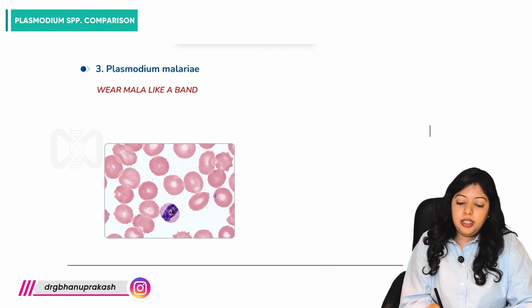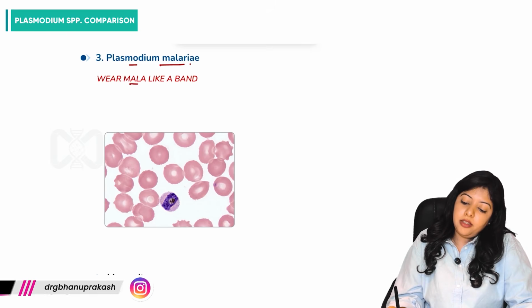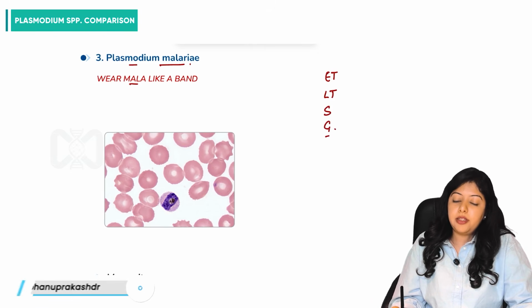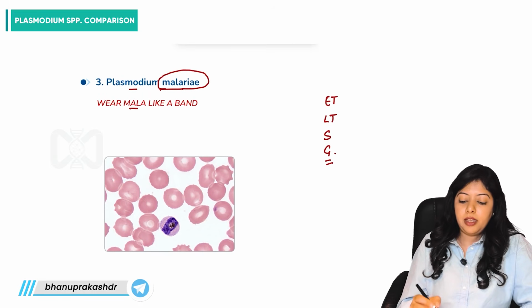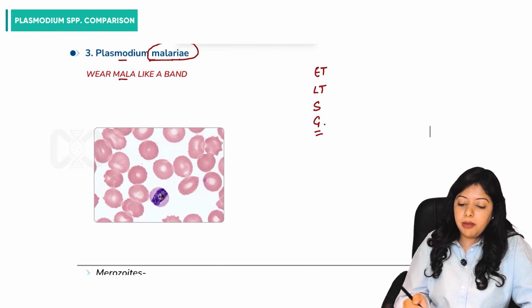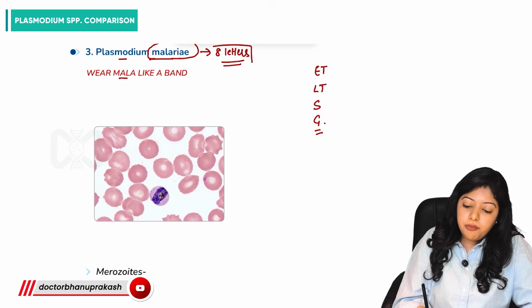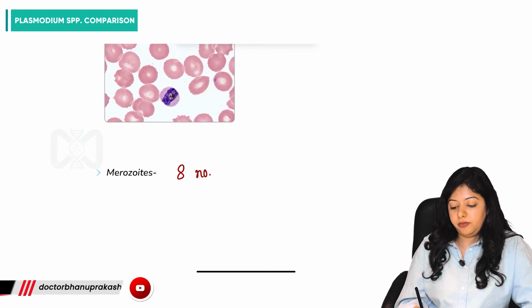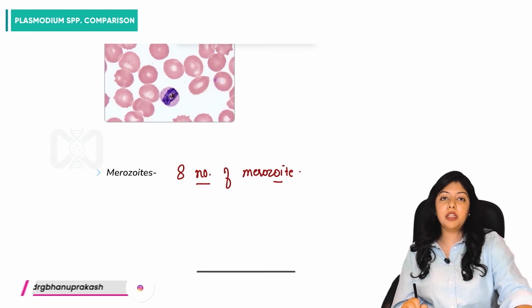Now coming towards the third species, that is Plasmodium malariae. So let's write early trophozoite, late trophozoite, schizont and gametocyte. So let's break down this word malariae. It has 8 letters. So what is the number of merozoites we can remember? 8 letters. So what is the number of merozoites we'll get? Number of merozoites is going to be 8. There's no range. 8 number of merozoites.